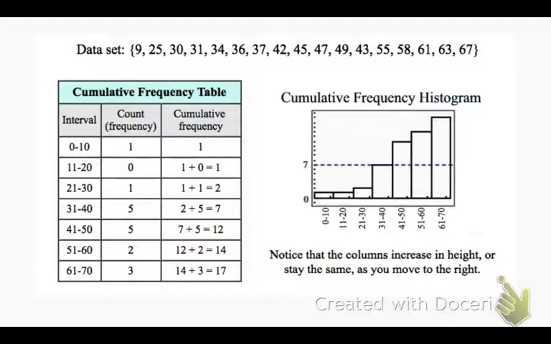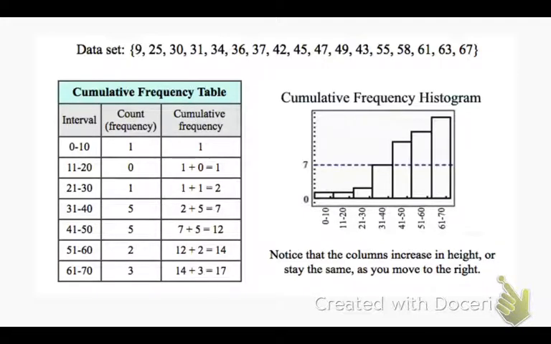Cumulative is adding over time, so everything together. So we would start with our smallest interval, so we had one data point from 0 to 10, so it had a frequency of 1, so our cumulative at that point is 1. We have no data points from 11 to 20, so it occurred 0 times, so 0 to 20 still has a cumulative frequency of 1.